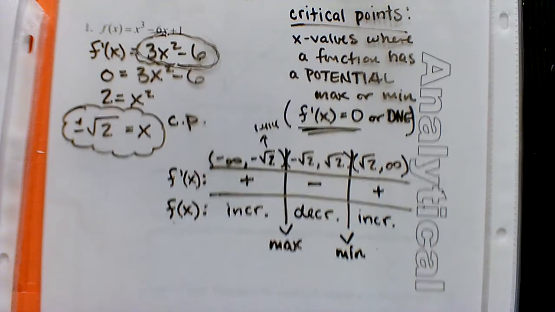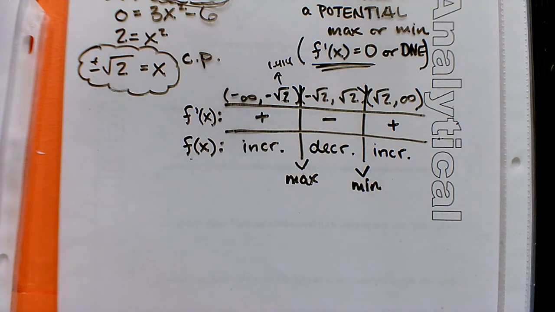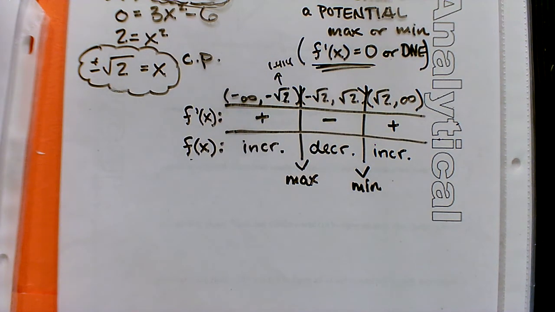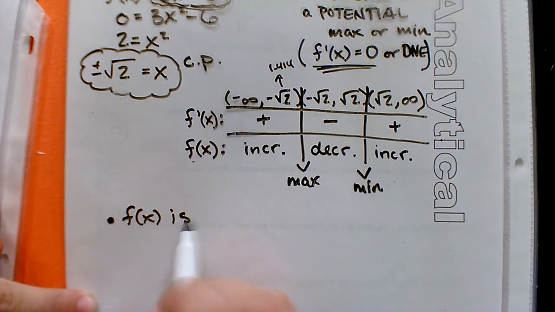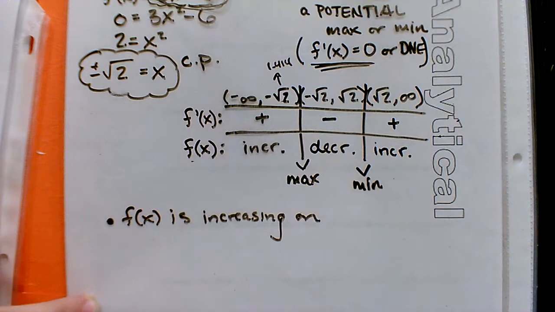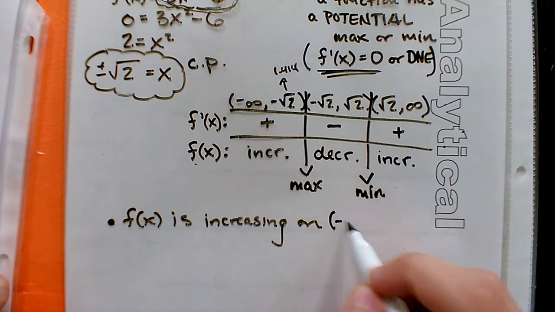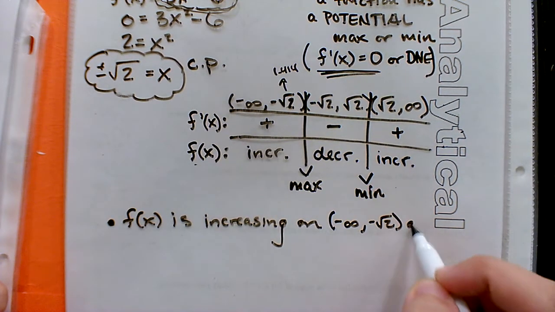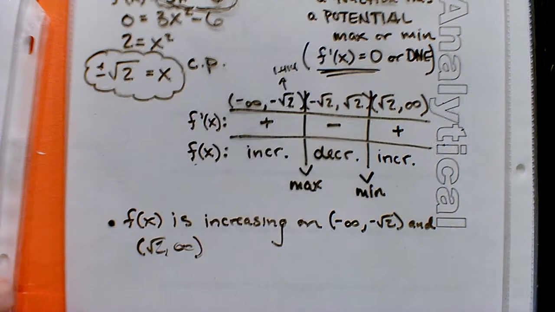All right, so now that we have this informational chart, based off the directions, it says determine the intervals where f of x is increasing, decreasing, and find the coordinates of any extrema. Okay, high points or low points, justify your answers. So let's start with one bullet point here. F of x is, maybe we'll tackle increasing first. F of x is increasing on which intervals? Look at your informational chart. We said negative infinity to negative square root of 2, but also square root of 2 to infinity.